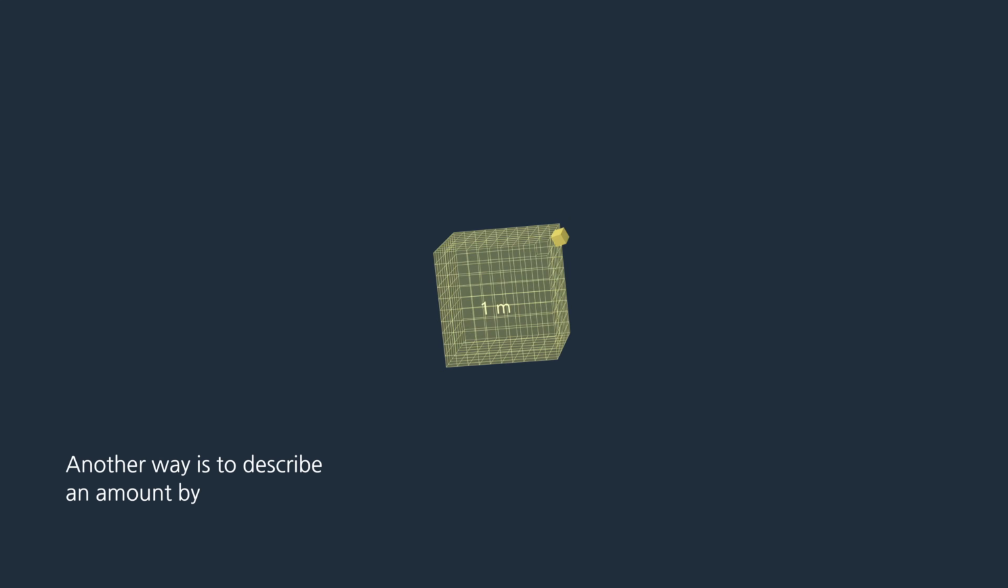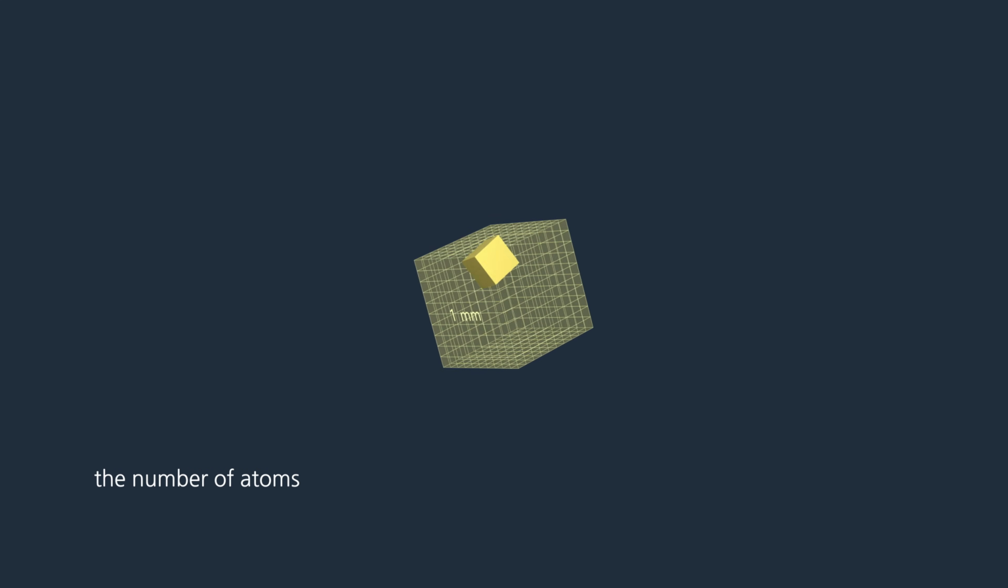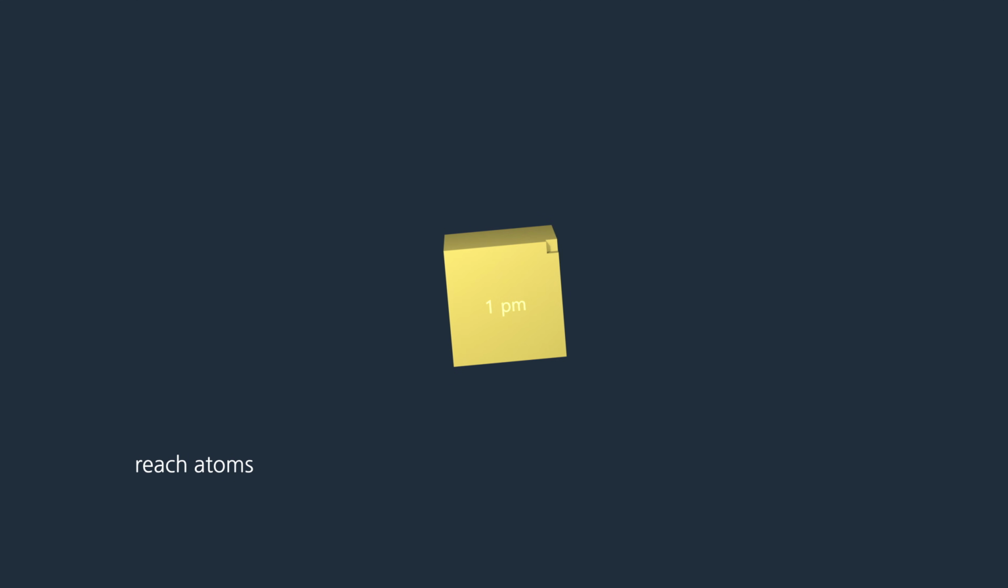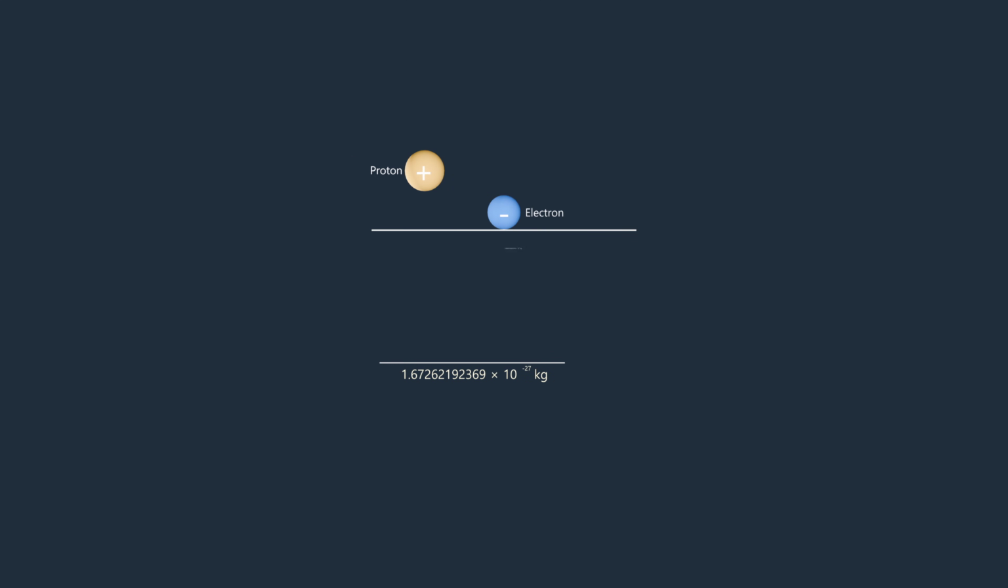That's right. Another way is to describe an amount by the number of atoms. If we keep dividing matter, we eventually reach atoms, the smallest units of matter. The simplest atom is hydrogen. A hydrogen atom consists of one proton and one electron, and it was formed at the beginning of the universe. However, most of an atom's mass comes from its proton. An electron has only about 1/840th the mass of a proton.